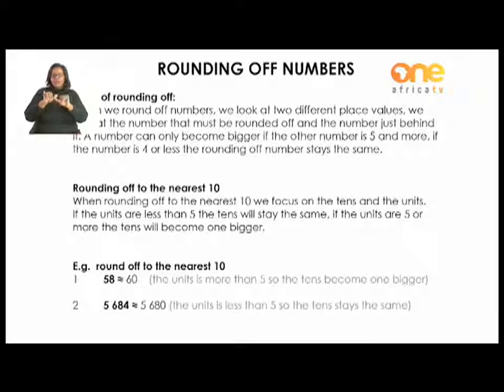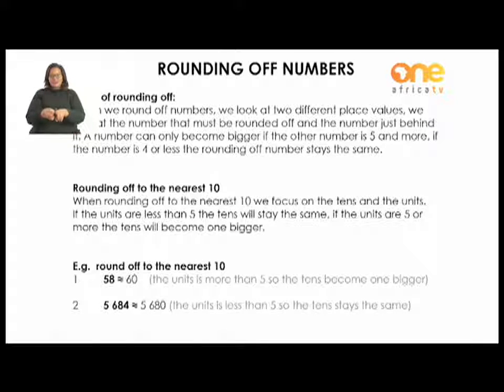Let's read that rule again. When we round off numbers, we look at two different place values. We look at the number that must be rounded off and the number just behind it. A number can only become bigger if the other number is 5 or more. If the number is 4 or less, the rounding number stays the same.